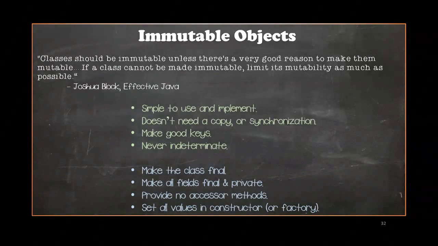So it makes the class simpler to use and implement. You don't need to copy. If it's completely immutable, you never need to copy the class and you never need to synchronize it. And that's because there's no changes. One instance of it is the same as another once it's created. They make good keys because they don't change. And they're never in an indeterminate state, which makes them good for parallelization. So you don't need synchronization.